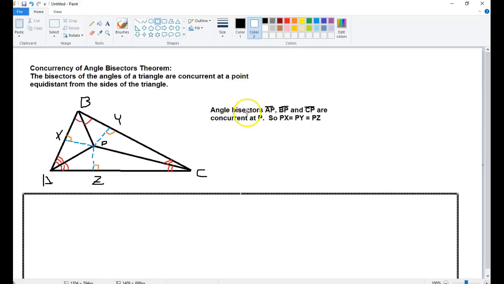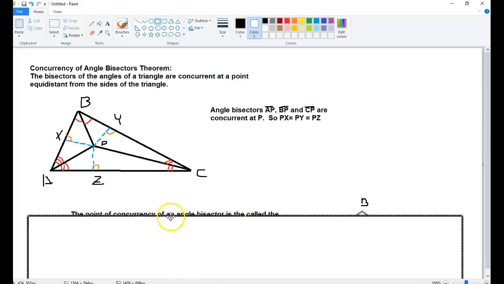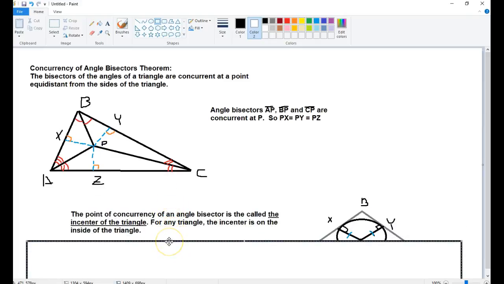Okay, so angle bisectors AP, BP, and CP are concurrent at P. P is the point of concurrency. So that means that PX, PY, and PZ are all going to be equal to each other. The point of concurrency of an angle bisector is called the incenter of the triangle. So this point P for angle bisectors is called the incenter.